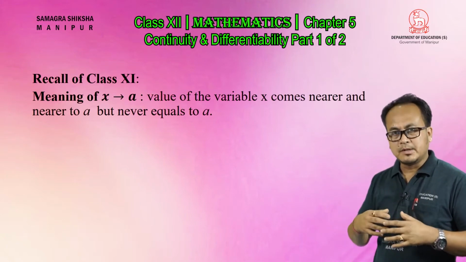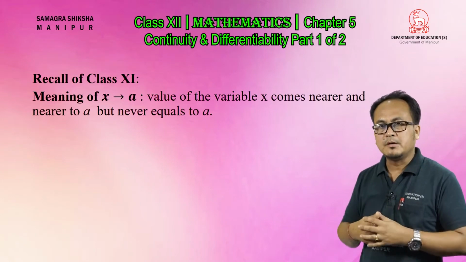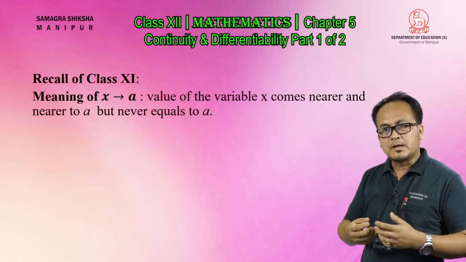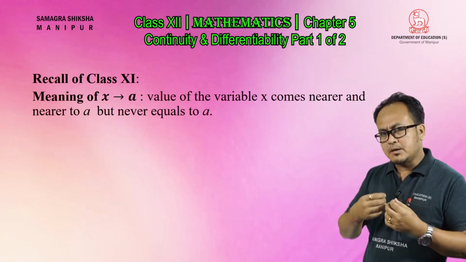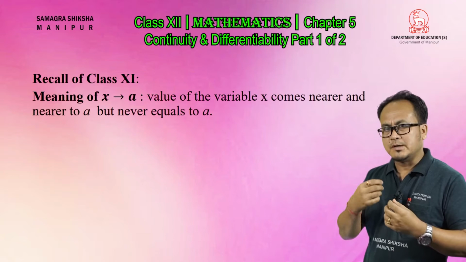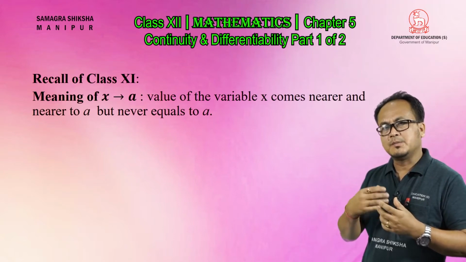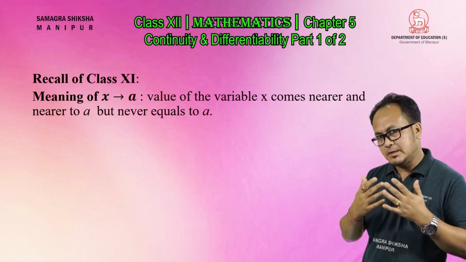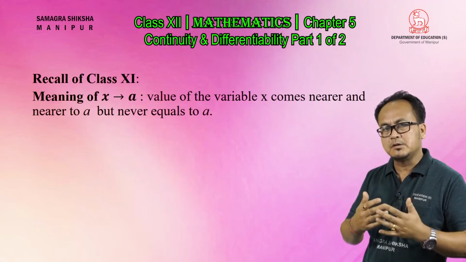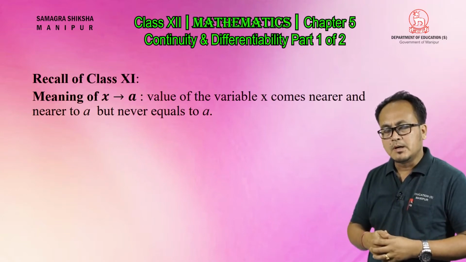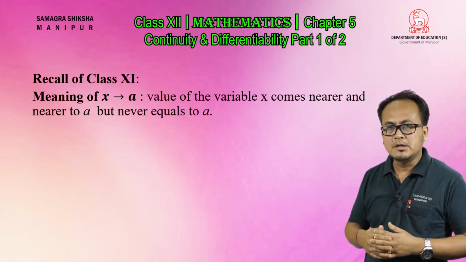Here the variable x can take any value. The value of x should come nearer and nearer to a, but it cannot be exactly equal to a. Here x tends to a has two meanings.